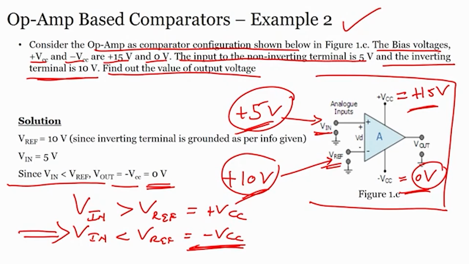First, we saw the comparator function: V in greater than V ref is positive saturation, V in less than V ref is negative saturation, right. We have seen one example, plus 15 and minus 15, and we saw that V in is greater than V ref, then the answer was plus 15. Second example: plus 15 and 0 volts, plus VCC and minus VCC. In this case the given input voltages were plus 5 volts and plus 10 volts. Here we see that V in is less than V reference, and that is why the output voltage would be minus VCC, which is equal to 0 volts. Until now we have seen this much, right. So, it is extremely clear to all of us what exactly the comparator is.